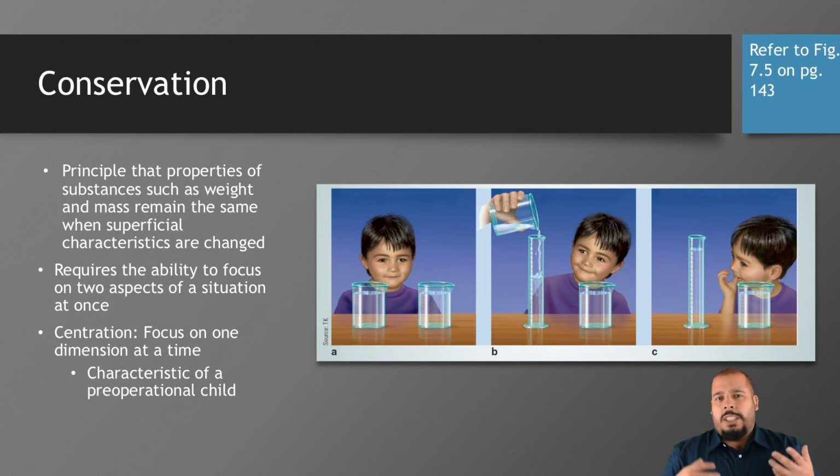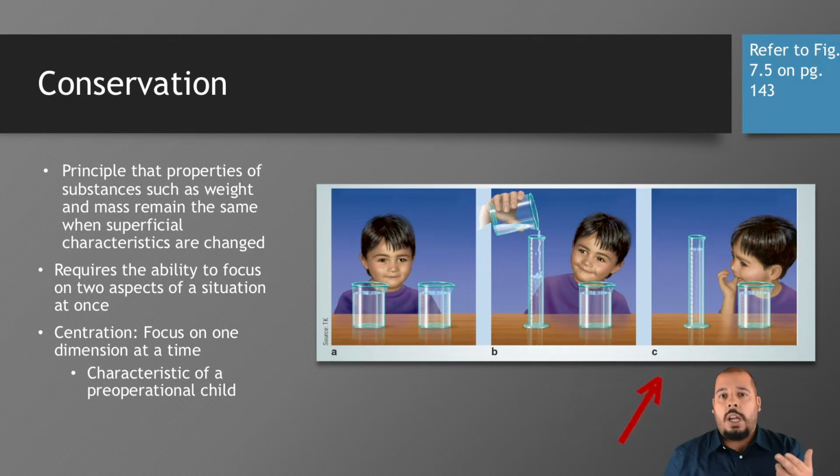In this picture, you see a child given two beakers of water. In picture A, you may ask the child if the water levels are the same in each beaker. They will likely say yes. Then, as seen in picture B, you pour one of the beakers of water into a graduated cylinder, a taller but thinner glass. This results in the water level being higher in the graduated cylinder when compared to the beaker.